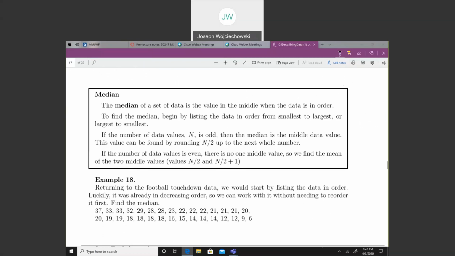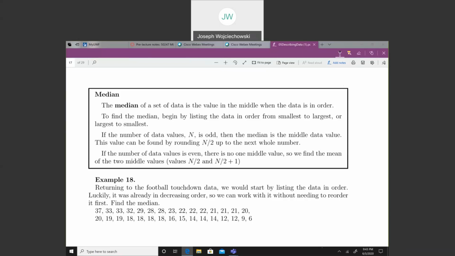So that brings us to our next concept, which is called the median. The median of a set of data is the value in the middle when the data is in order, typically from smallest to largest, but it can be done from largest to smallest as well. To find the median, begin by listing the data in order from smallest to largest or largest to smallest. If the number of data values n is odd, then the median is the middle data value.